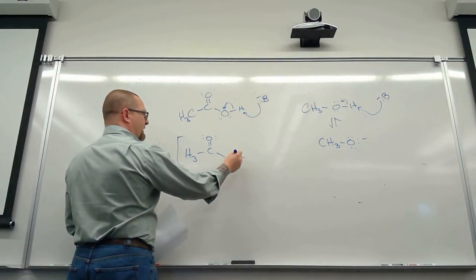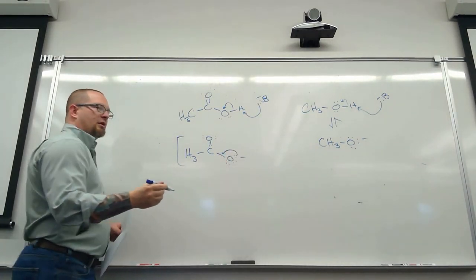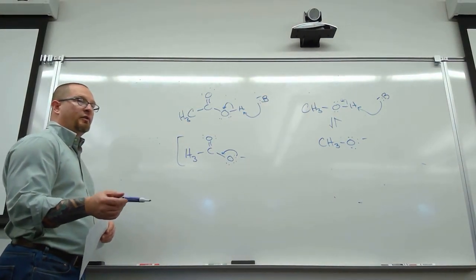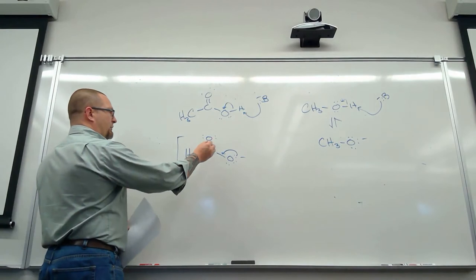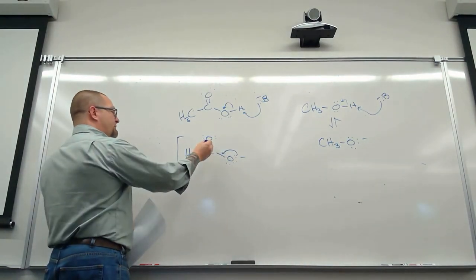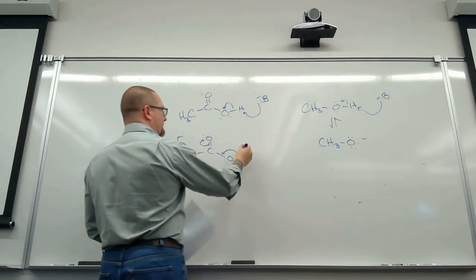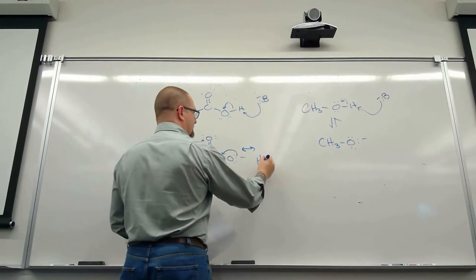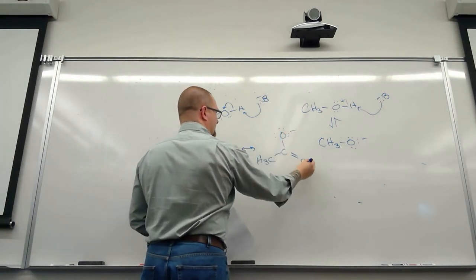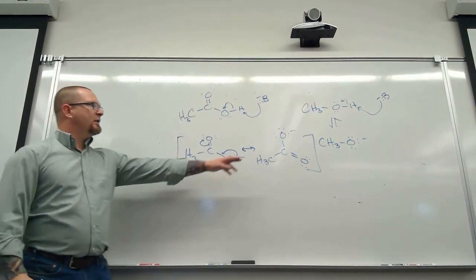This pair of electrons can form a new bond to the carbon, but that exceeds the octet of the carbon. We now have 1, 2, 3, 4, 5 bonds, and carbon doesn't like five bonds. But we can break this bond, push the electrons up to that oxygen, and now we've housed that charge on this oxygen.